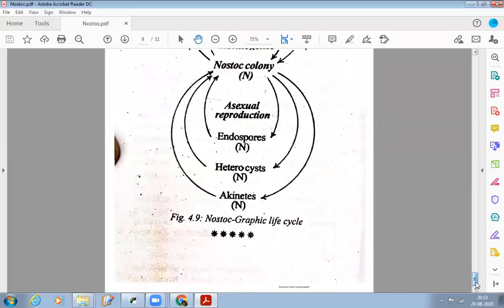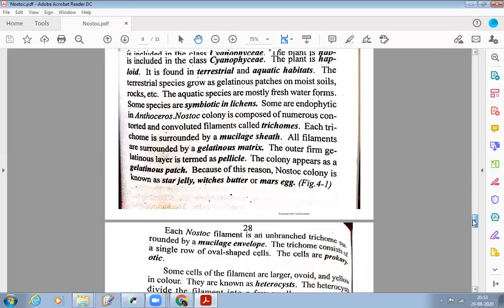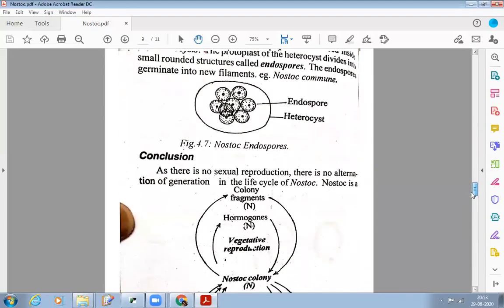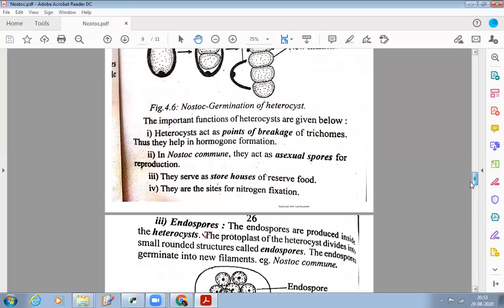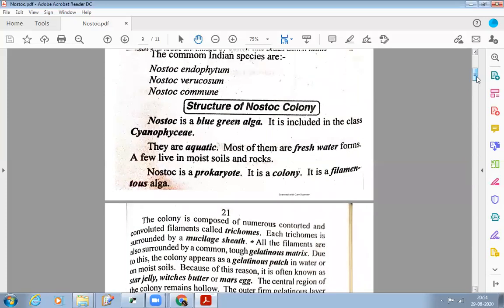Next, the importance of heterocysts. We have covered that also. Heterocysts act as points of breakage of trichomes. They help in the formation of hormogonia. In Nostoc commune, they act as asexual spores for reproduction. They serve as storehouses of reserve food, and they are the sites of nitrogen fixation. Okay, so by this we can end Nostoc. Okay, thank you then.